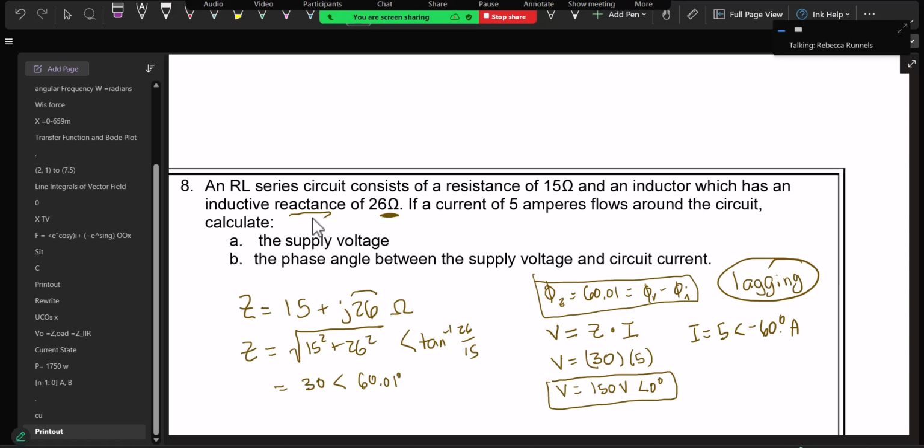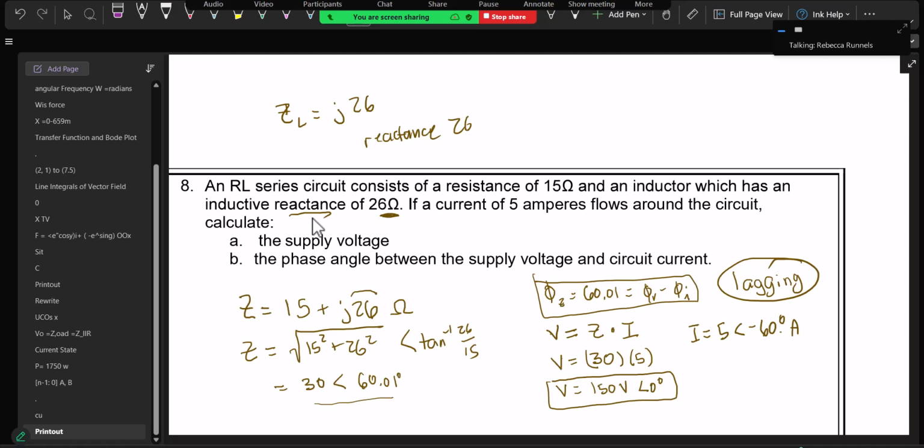So you could say that the impedance of the inductor was J26, or you could say the reactance is 26. Those all mean the same thing. So then that gets the impedance. Once you have the impedance, you can figure out what that is in polar. You can just use your calculator to do that, and you get an angle of 60 degrees.